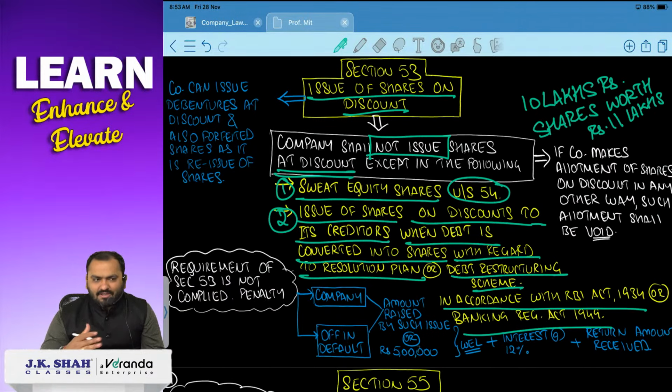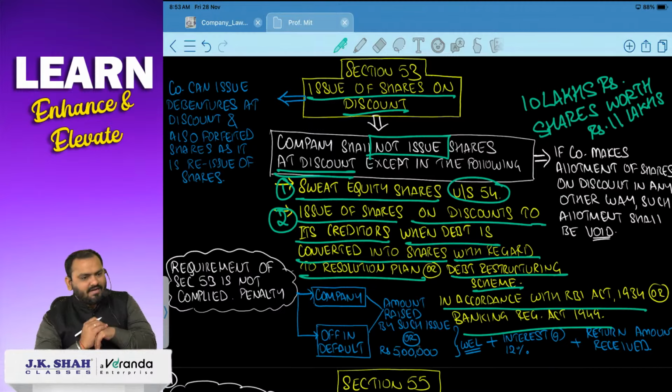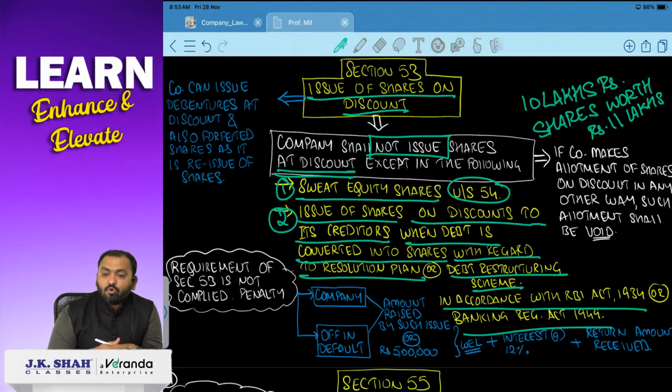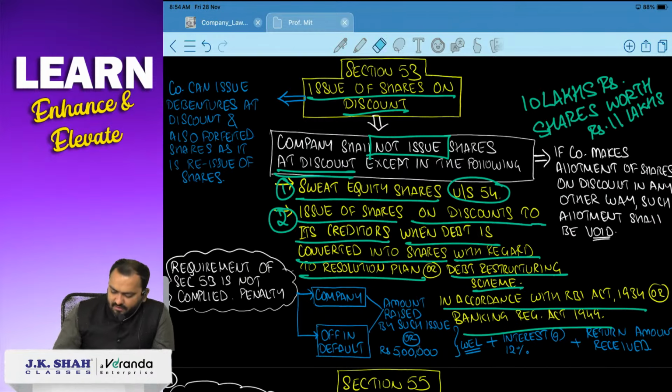So we are setting off the debts. We are finishing off the debts by allotment of shares worth rupees 11 lakhs. So can I say you got shares of a higher value than the actual amount of debt? Are you happy now? Yes. Tell me, are you getting shares at discount? Yes. You got more number of shares at a price of 10 lakhs. You understood? So in that way it is allowed. That is the logic. Understood now? Everybody understood? Yes. So in this way it is allowed.